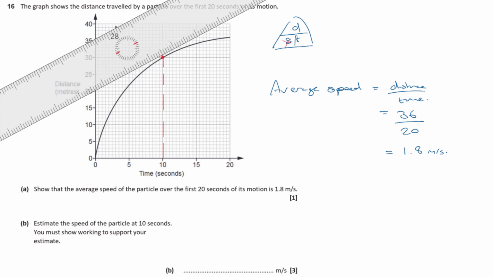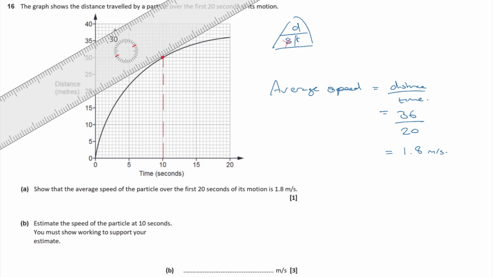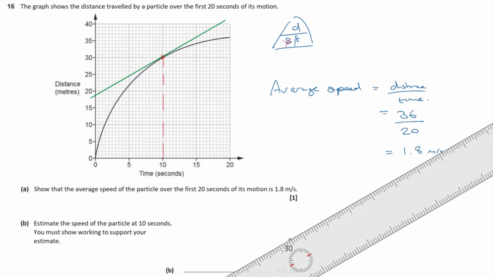For this one, because it's a curve, we have to estimate it by drawing on a tangent first. So a tangent is a straight line just touching the curve at that point of contact. I'm going to just draw that on my graph. I kind of tried to make either side of it about the same distance from the line. Anyway, kind of drawn that on.